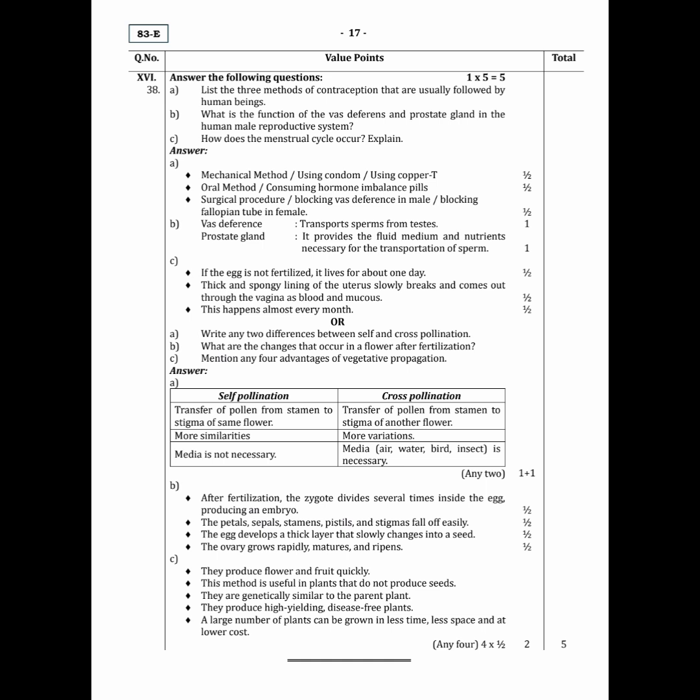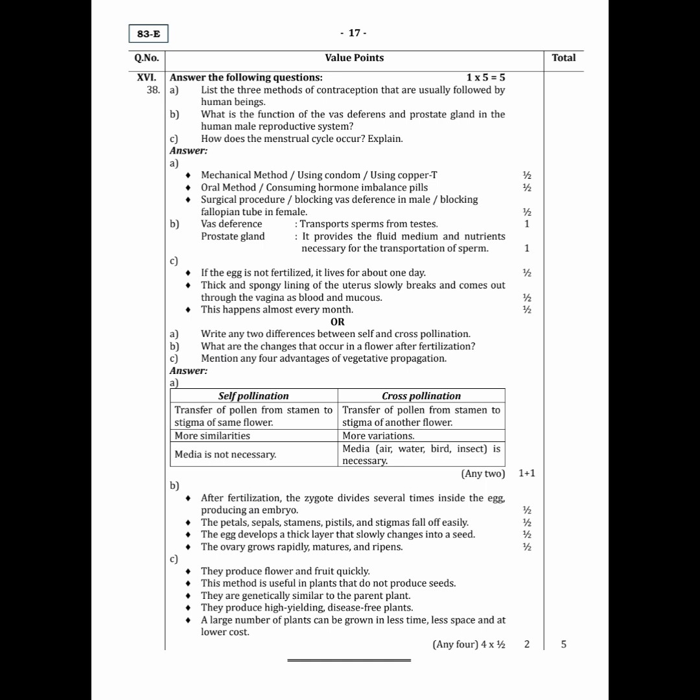Sub-question C. How does the menstrual cycle occur? Most frequently asked question. Answer for that question is, if the egg is not fertilized, it lives for about 1 day. Thick and spongy lining of the uterus slowly breaks and comes out through the vagina as blood and mucus. This happens almost every month.